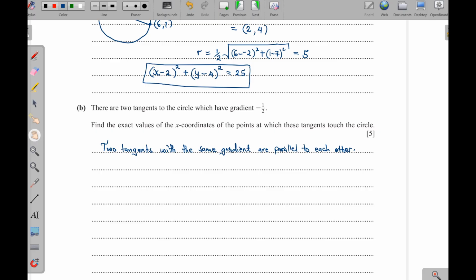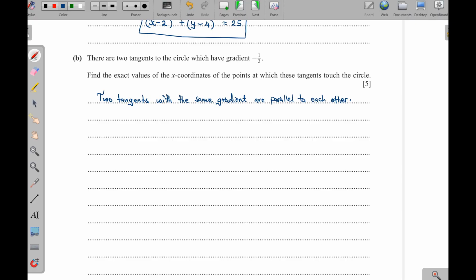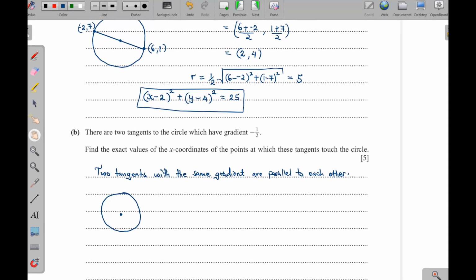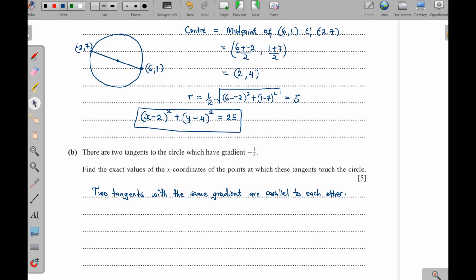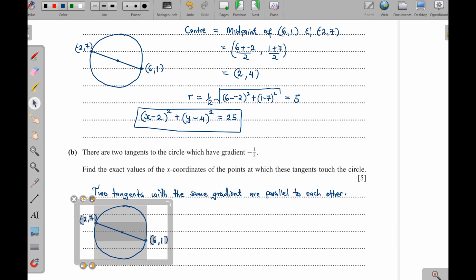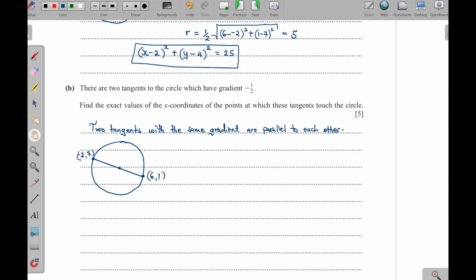Now we are going to have this circle of ours here, and we see that the center is, let me just duplicate this one here, because I think it has some reasonable size. So I have these two tangents with a gradient of negative a half.